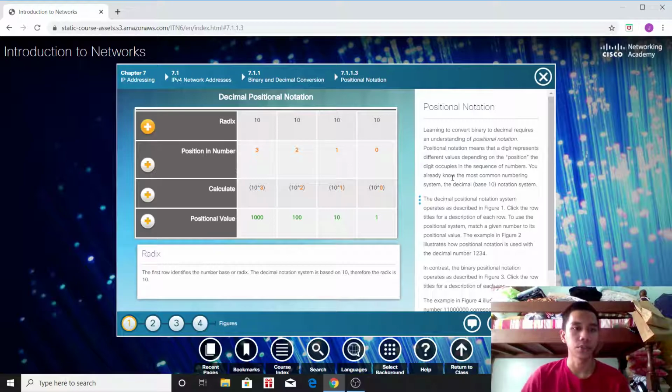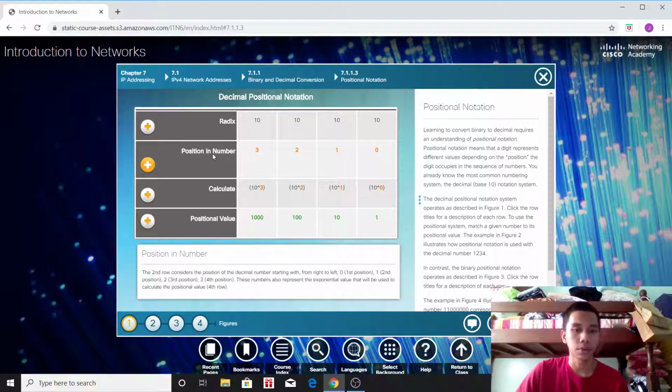Positional notation. So, radix. The first row identifies the number based on radix. The decimal notation system is based on 10. Therefore, the radix is 10. Then the position in number.